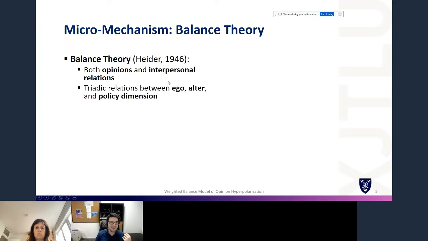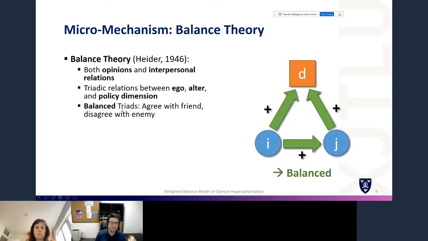Specifically, Heider does this by proposing what he calls triads between an ego, a person, an alter, a different person, and what he calls an object, which in our case is a policy dimension. So this is how such a triad looks. We have I here, one person, the person in whose mind this is happening. J is I's representation of another person. And D is a specific policy issue.